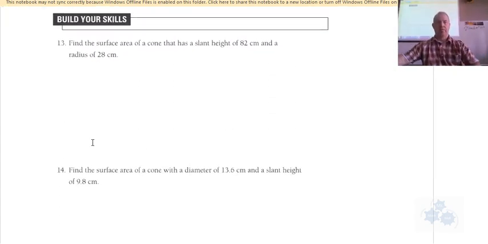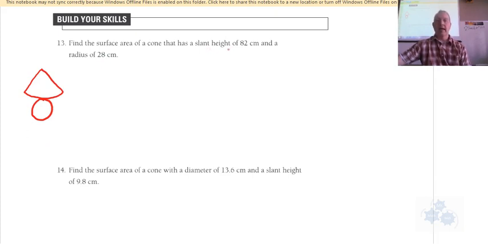Number 13: find the surface area of a cone that has a slant height of 82 centimeters and a radius of 28. I think it's really important for you to draw a picture of the cone. Better yet, draw a picture of the net of the cone. It doesn't matter which one you do, but I would sketch it out. There's a circle here, and here's our net. It kind of looks like this. The lampshade there is the net for the cone.